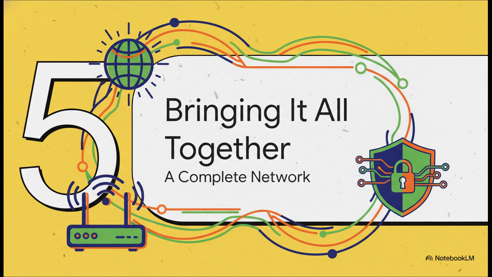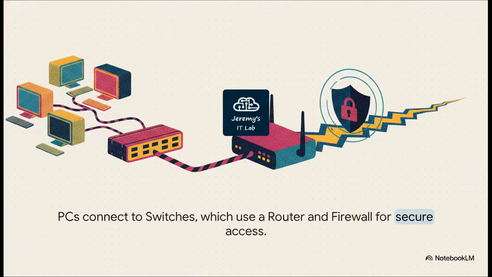Now, let's see what a complete, functional, and secure network looks like when we put all these pieces together. And here it is, the whole system working in harmony. You've got your local computers, and they're all plugging into a switch. That switch then plugs into a router to get access to the outside world. And, positioned right at the edge, the firewall inspects every bit of traffic that passes through that router, making sure the entire local network stays safe and secure.